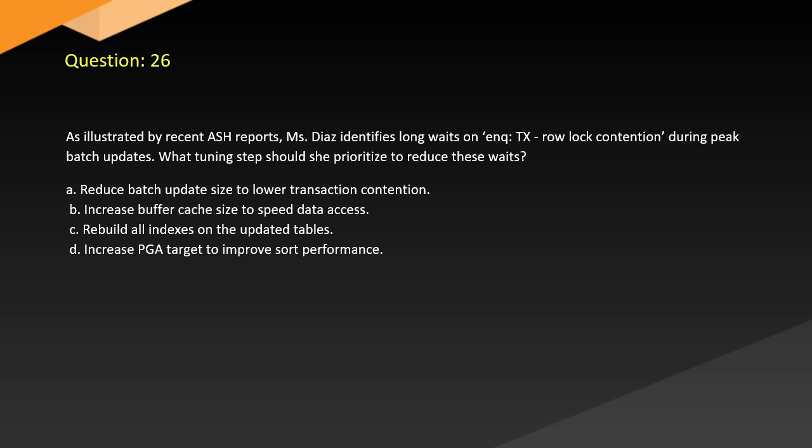Question 26. As illustrated by recent ASH reports, Diaz identifies long waits on enq: TX, row-lock contention during peak batch updates. What tuning steps should she prioritize to reduce these waits? A. Reduce batch update size to lower transaction contention. B. Increase buffer cache size to speed data access. C. Rebuild all indexes on the updated tables. D. Increase PGA target to improve sort performance.